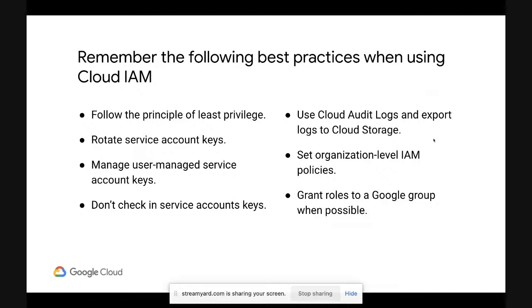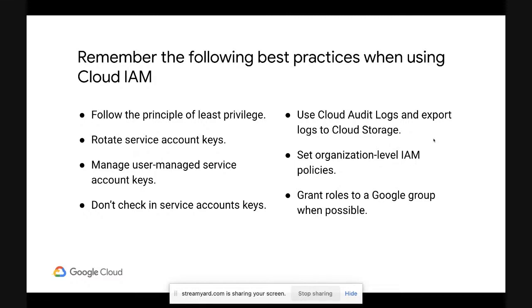And obviously, best practices, top of the list: the principle of least privilege. You can use either predefined roles or custom roles. Rotate service account keys, and manage user-managed service account keys if you have chosen to do that. Don't check service account keys into source code. Don't hard code those in your code. You've got the tools to audit: Cloud Audit Logs, to check on a regular basis for any changes to your IAM policies.